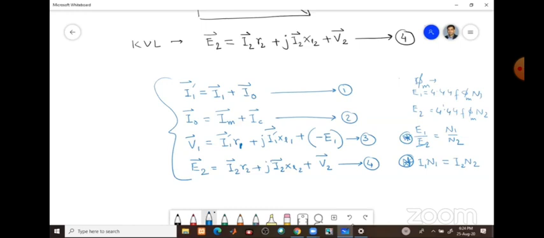Now let me know if you have any doubt. Then we'll do some interesting operations on these equations, and we'll wrap up our discussion on transformer. Students, any doubt? Okay.